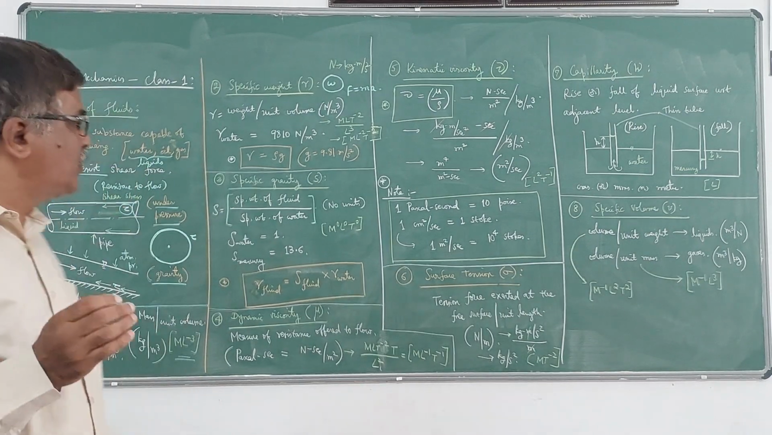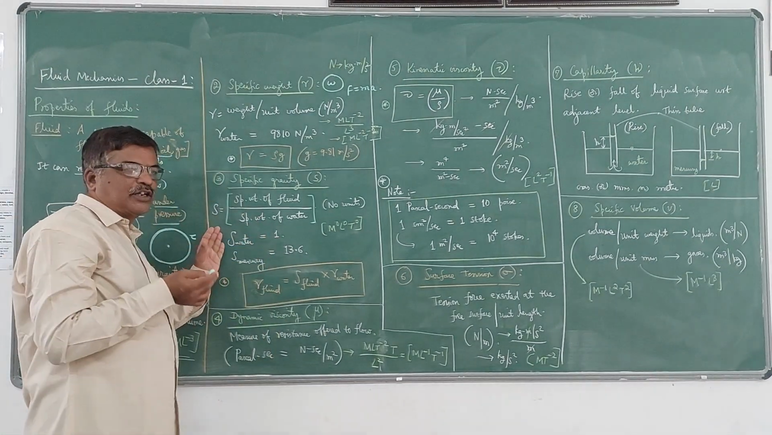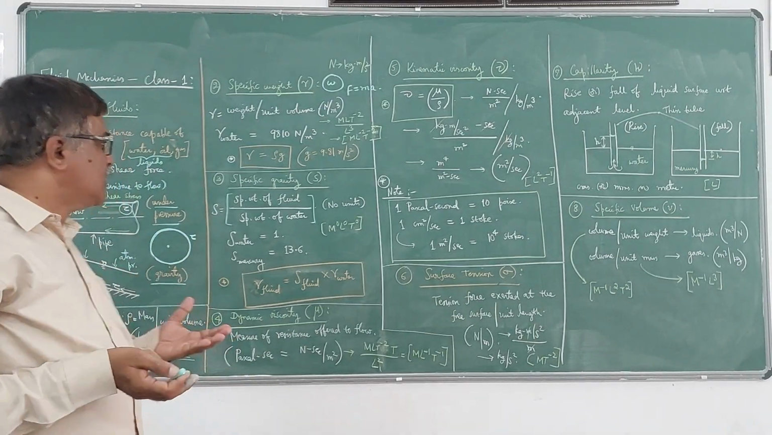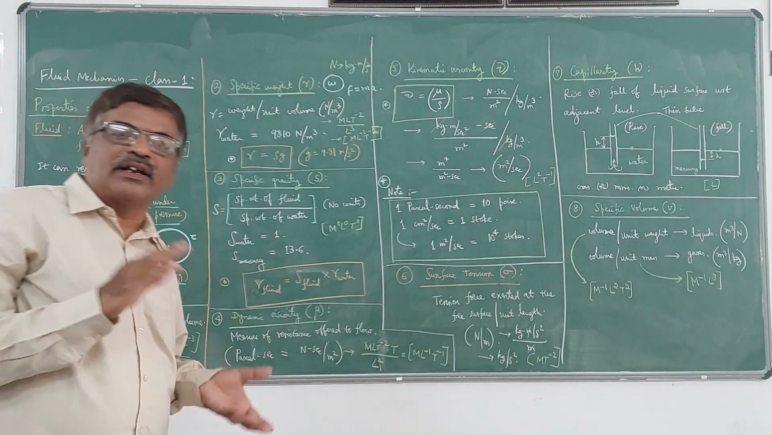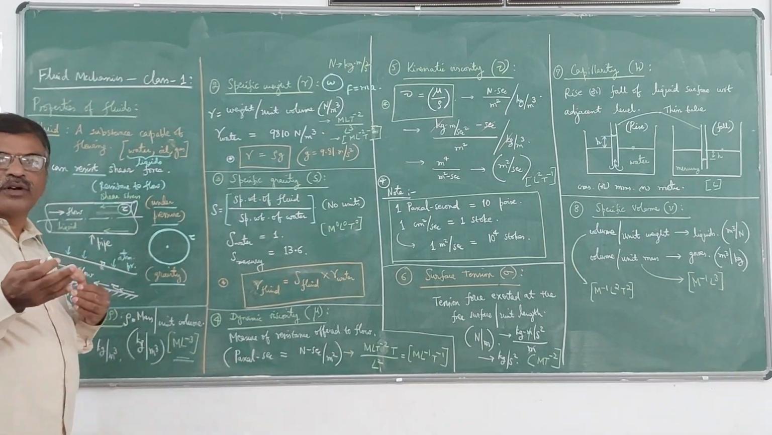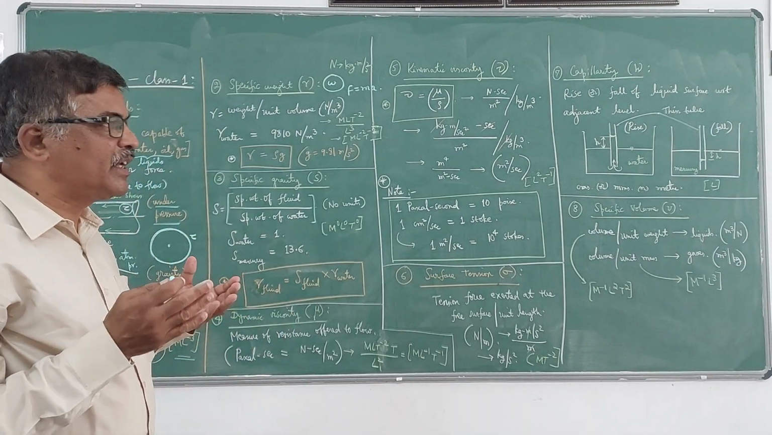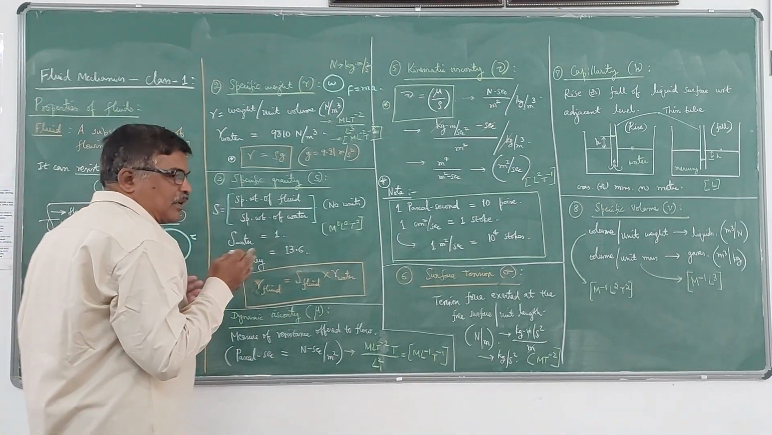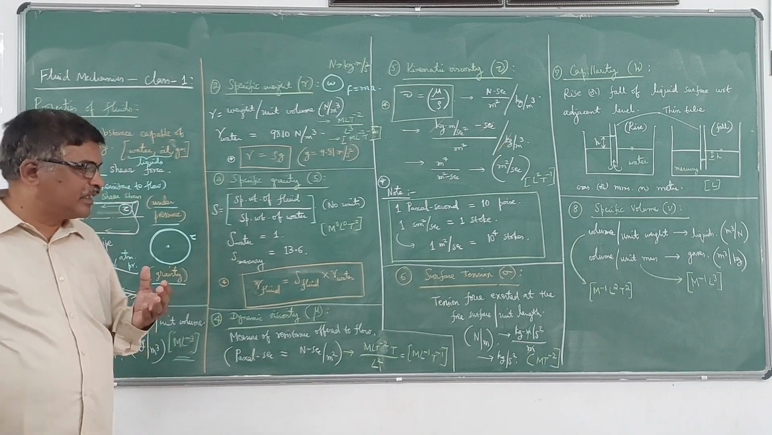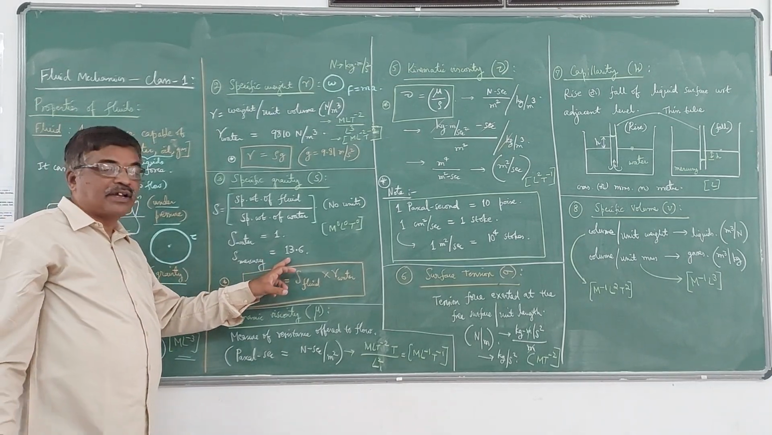So if you want to take the specific gravity of any fluid, it should be mentioned with respect to water. Some of the fluids are lighter than water, some are heavier than water. For example, petrol and diesel are lighter than water, so their specific gravity is normally 0.9, 0.85 like that, whereas the specific gravity of mercury is 13.6, which is heavier than water.